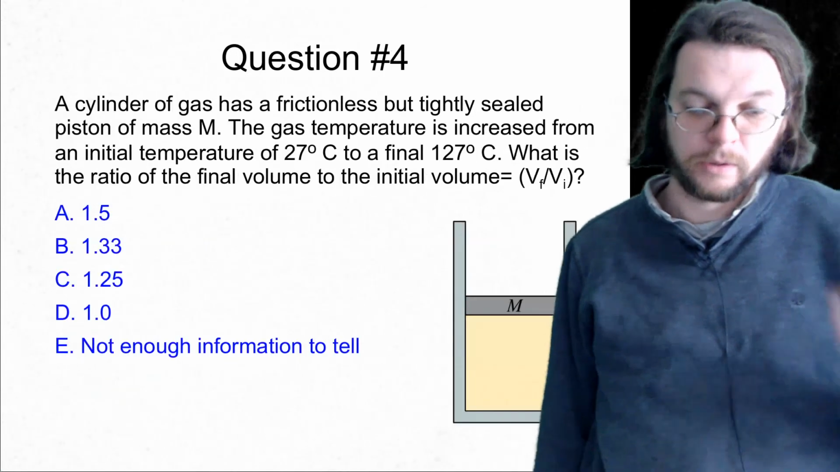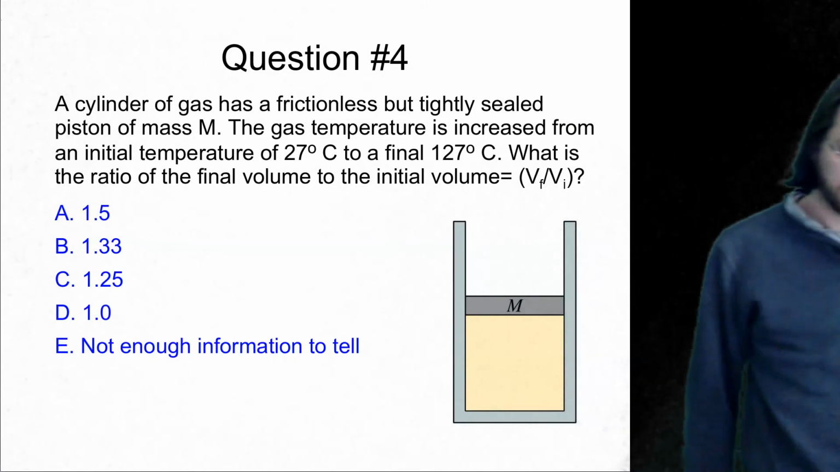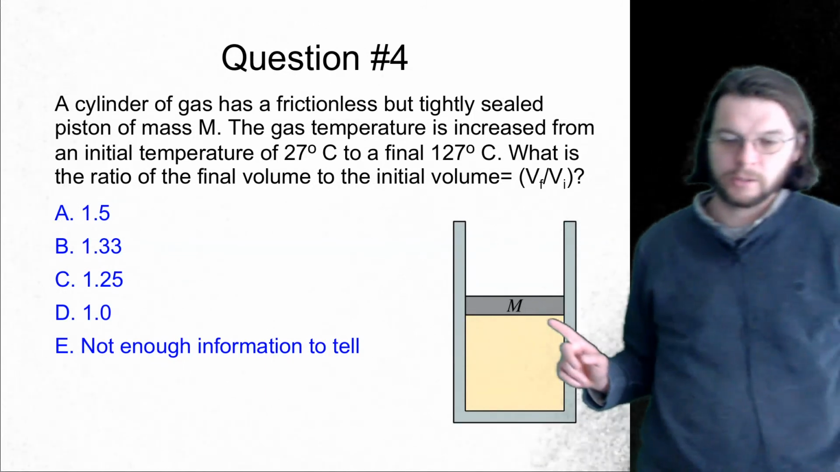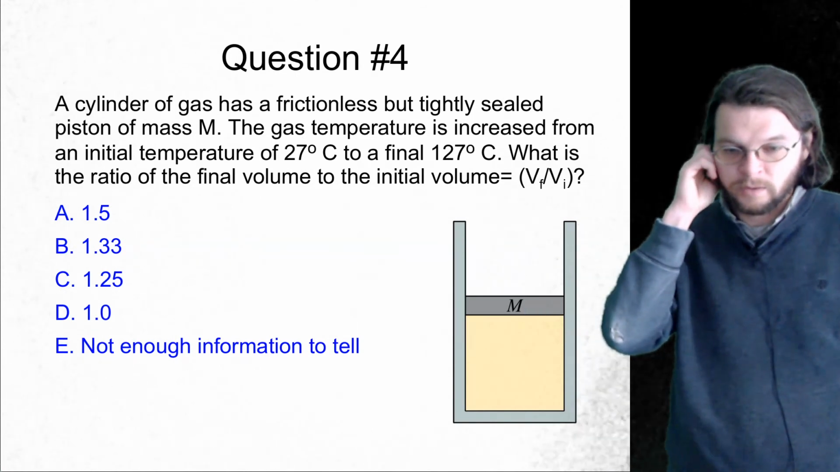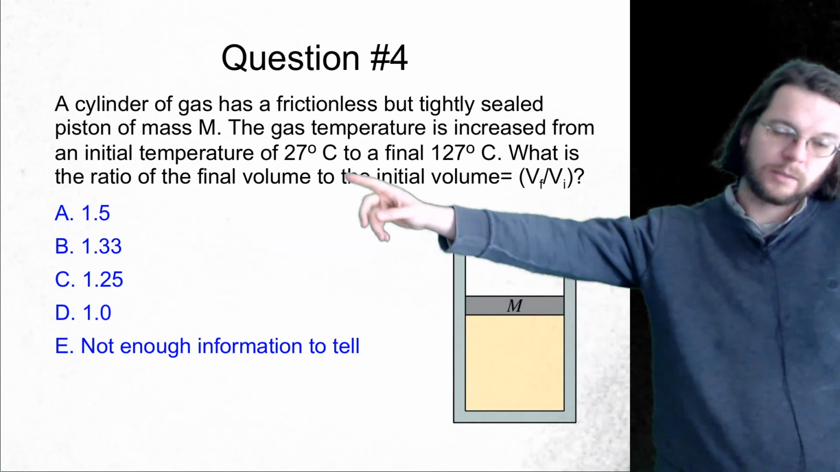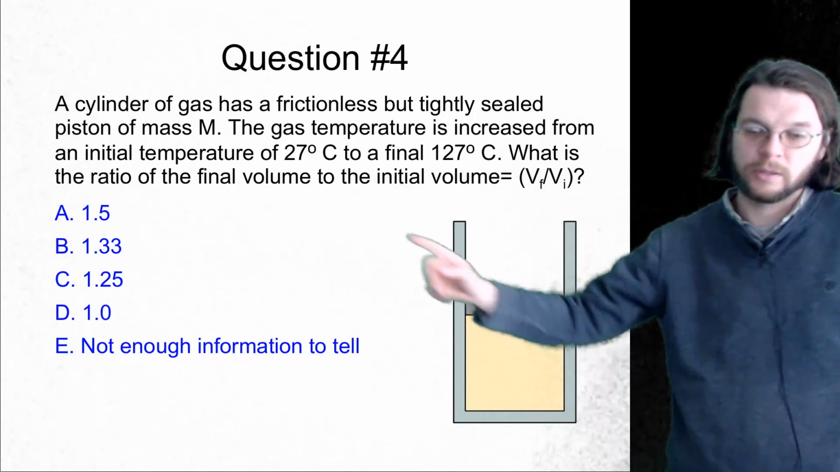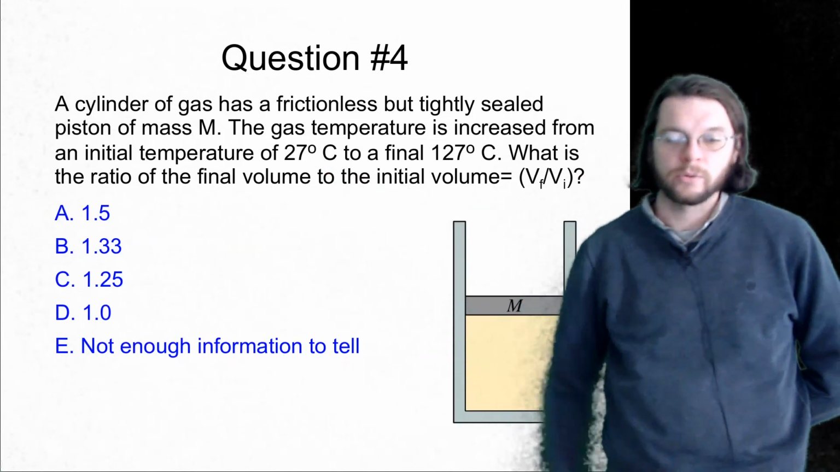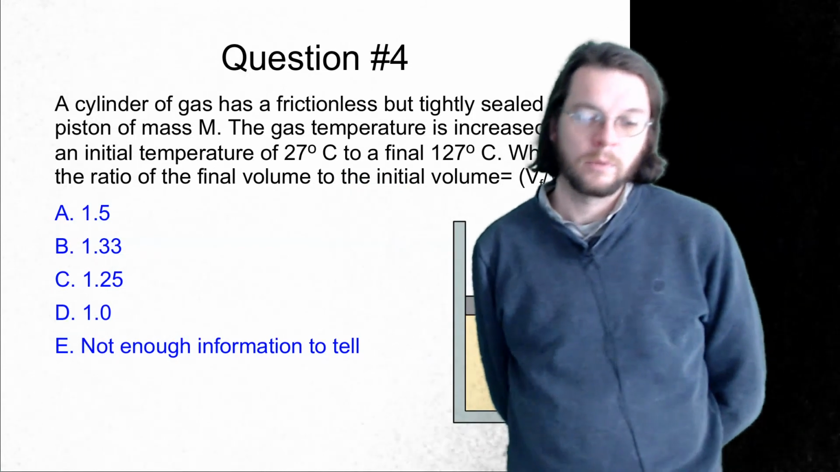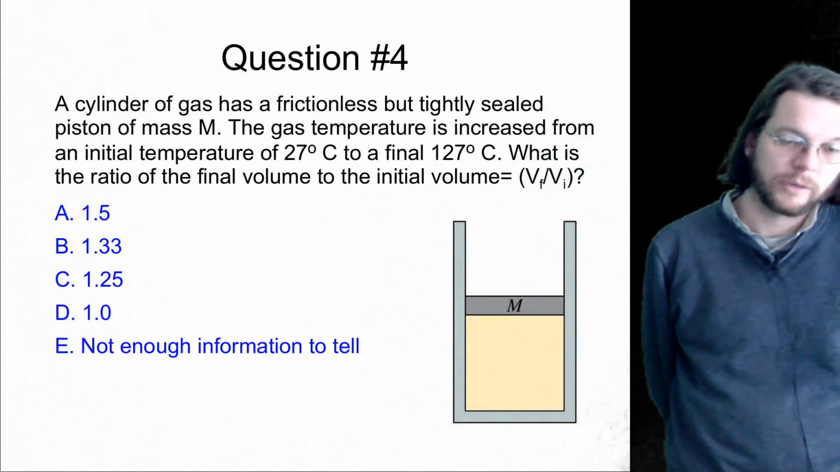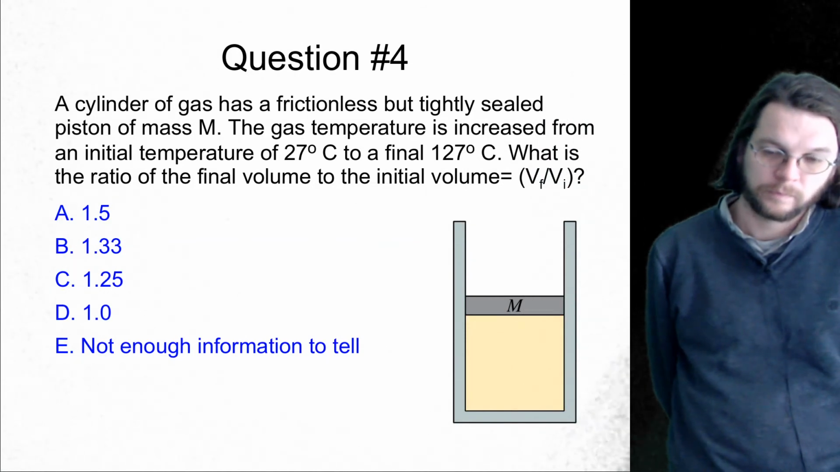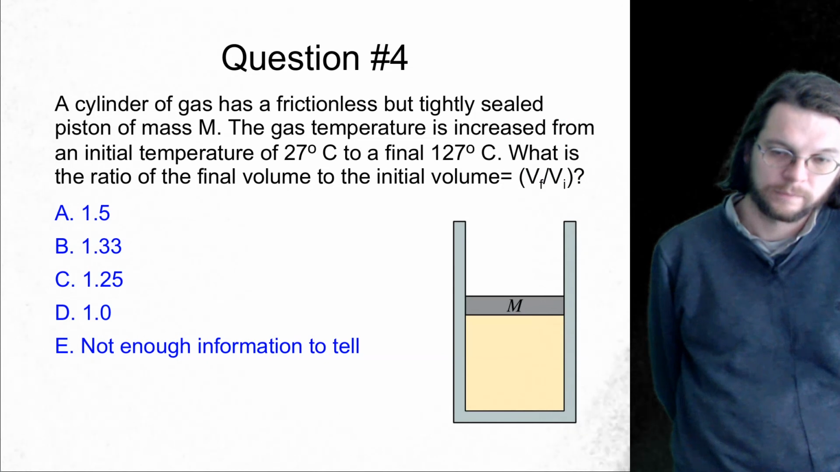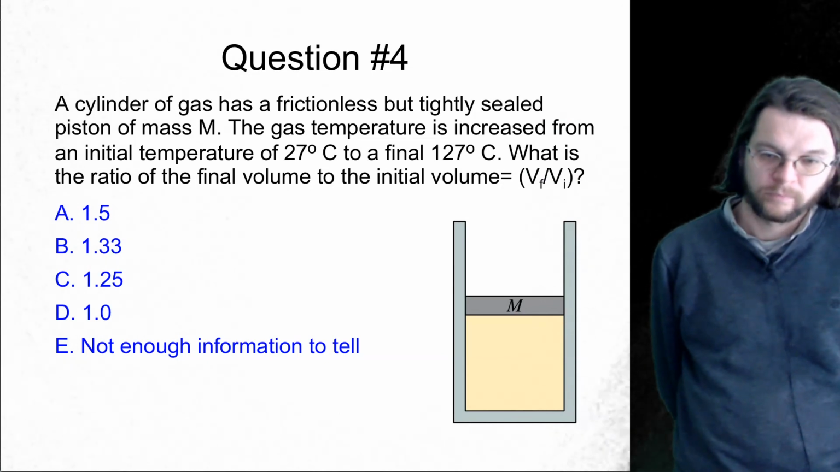All right, here we go. Question 4. A cylinder of gas has a frictionless but tightly sealed piston of mass m. What we're going to do is increase the gas temperature from 27 degrees centigrade to 127 degrees centigrade. What is the ratio of the final volume to the initial volume? So let's see here. I have to think about this one myself.